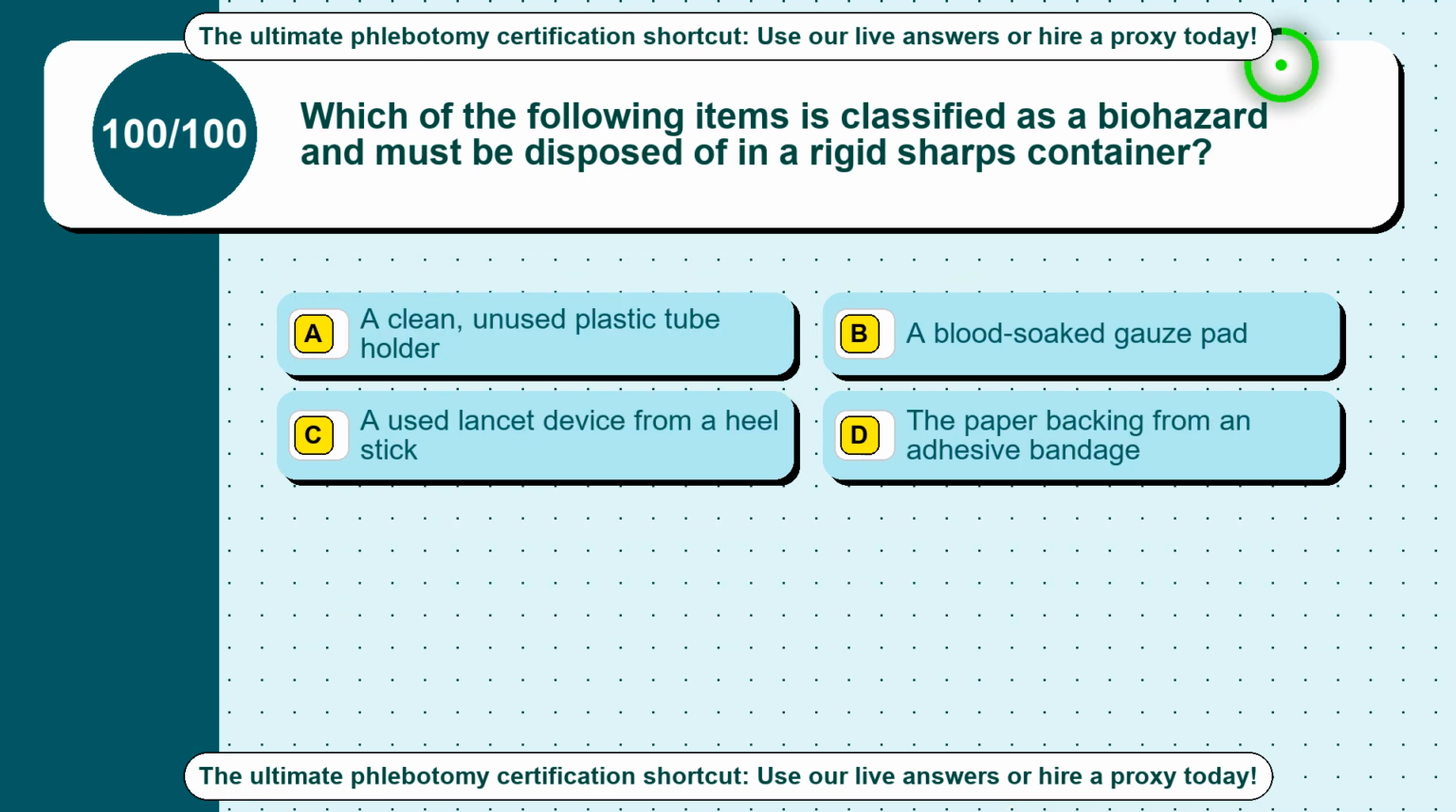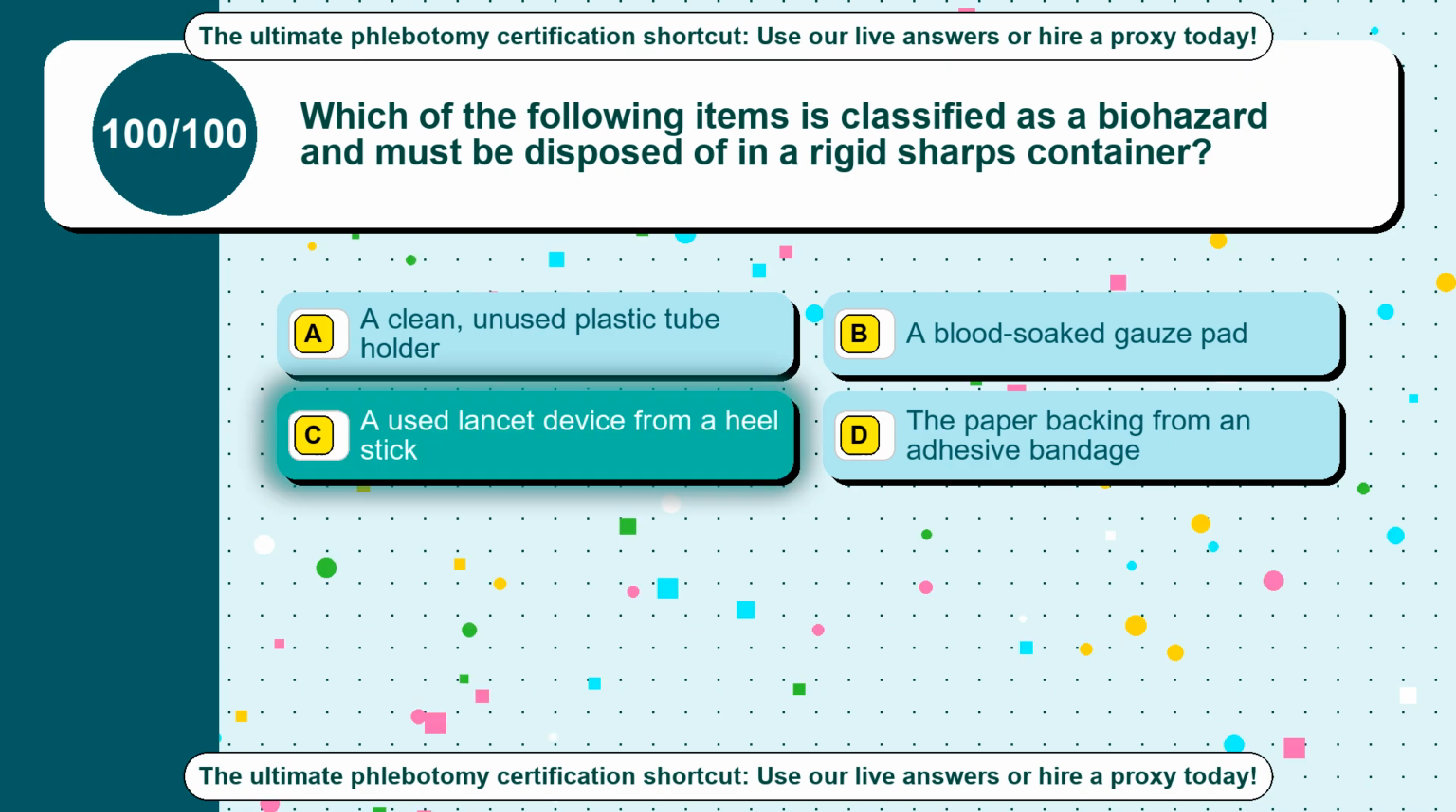Question 100. Which of the following items is classified as a biohazard and must be disposed of in a rigid sharps container? Option A, a clean, unused plastic tube holder. Option B, a blood-soaked gauze pad. Option C, a used lancet device from a heel stick. Option D, the paper backing from an adhesive bandage.